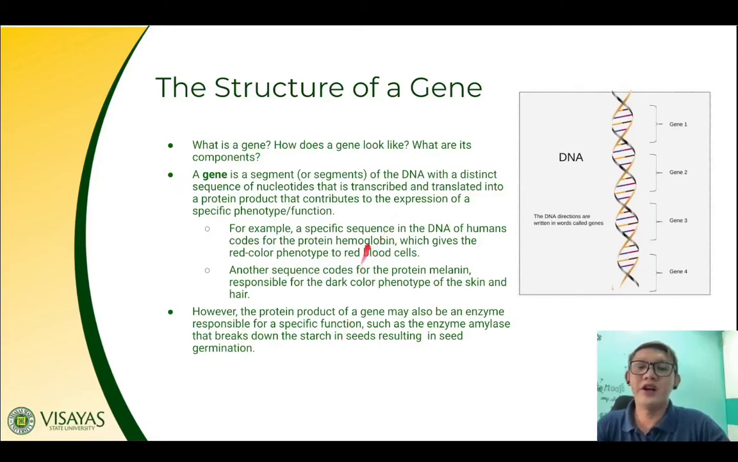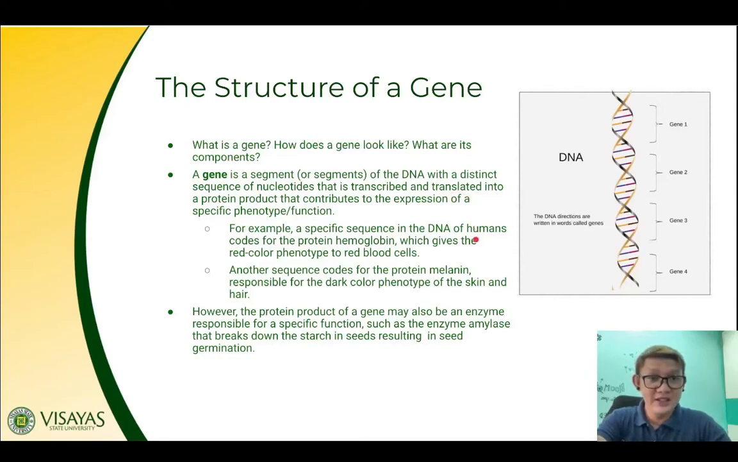Now, we know that RNAs are transcribed from a gene. So what is a gene? What does a gene look like? What are its components? A gene is a segment or segments of the DNA with a distinct sequence of nucleotides that is transcribed and translated into a protein product that contributes to the expression of a specific phenotype.